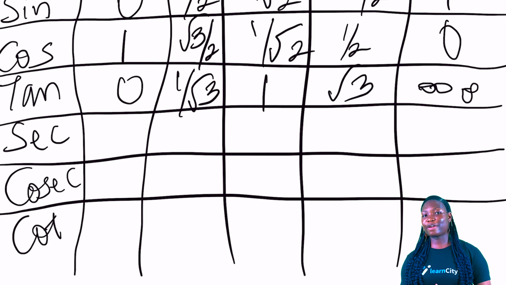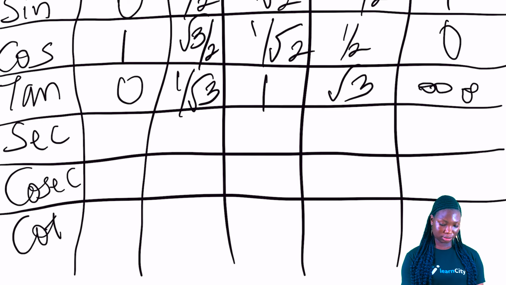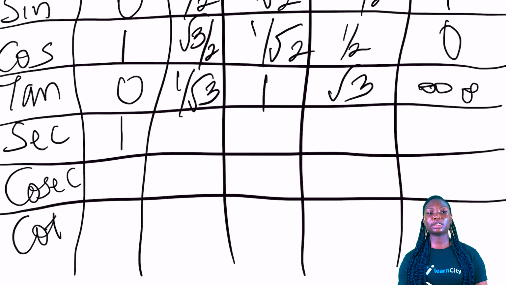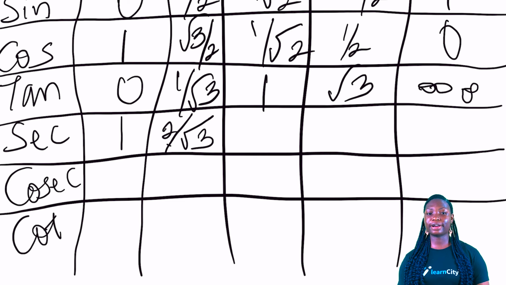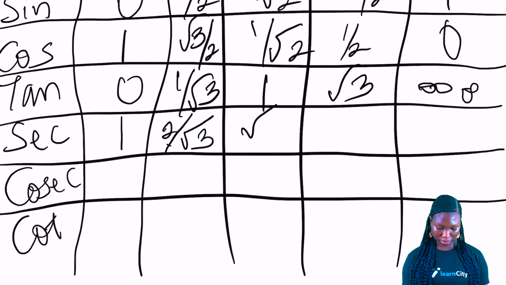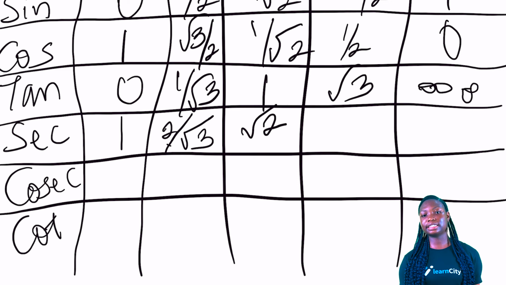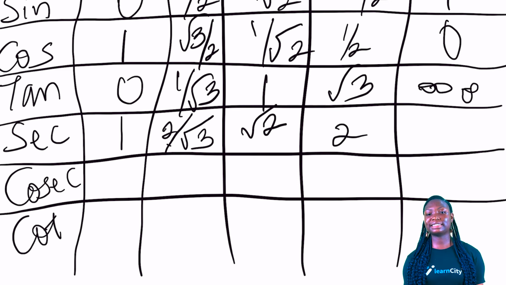Now, for the sec, when we have sec 0, it is 1. Sec 30 is 2/√3. Sec 45 is √2. Sec 60 is 2. And sec 90 is infinity.